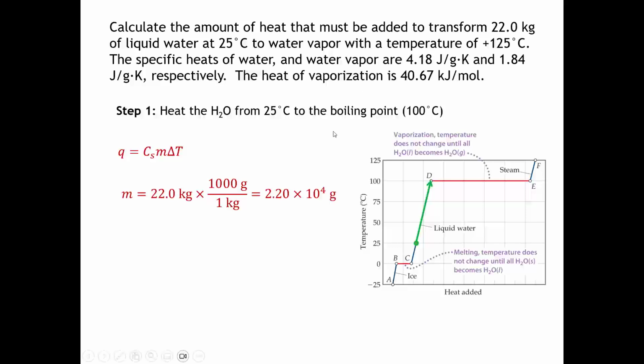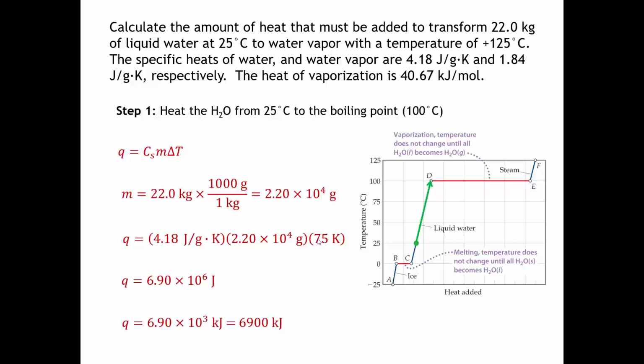So 22 kilograms is 22,000 grams. Plugging that in, 22,000 grams times the specific heat of liquid water times the change in temperature, 75 degrees, right, because we're going from 25 to 100. That will allow us to calculate that we need 6.90 times 10 to the 6 joules. 6.9 million joules. If we were going to convert that to kilojoules, it would be 6,900 kilojoules. That seems like quite a bit, but then again, it is quite a large volume of water.